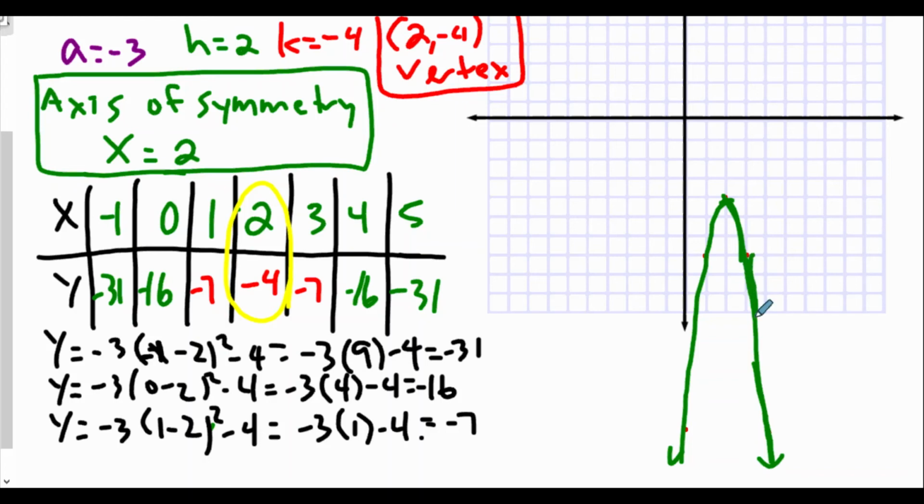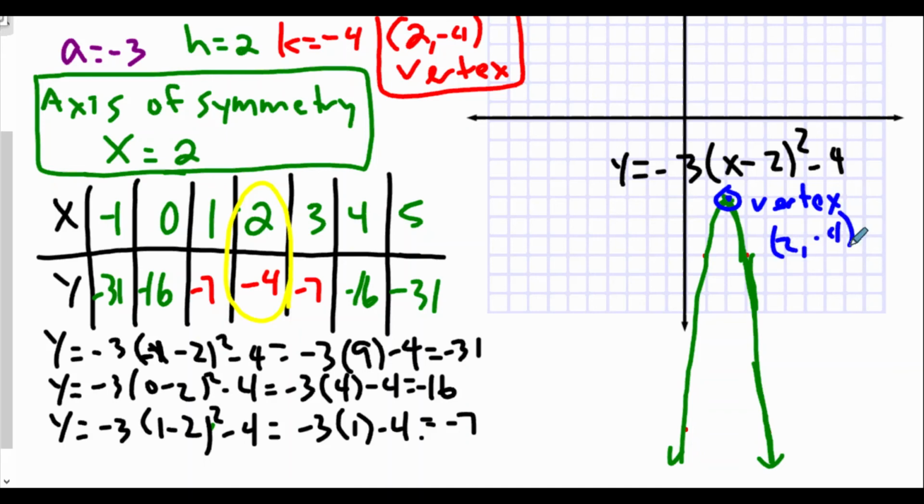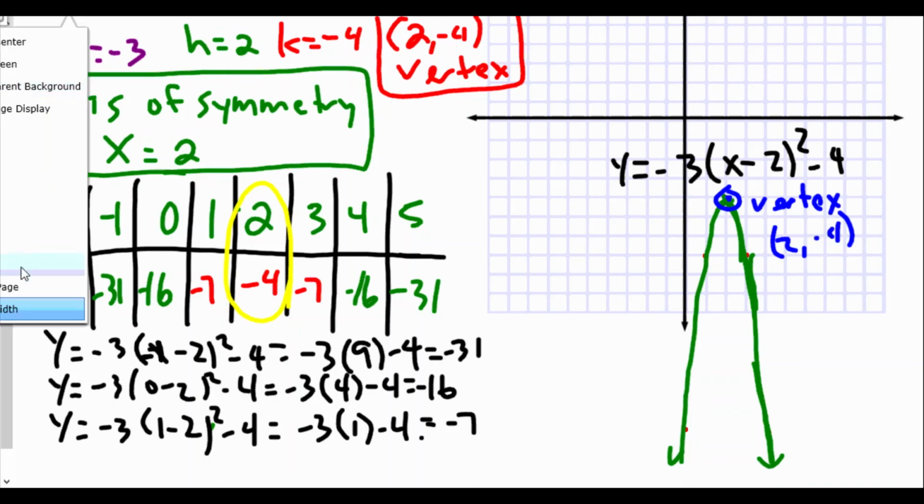All right. And so this would be y is equal to negative 3 times (x minus 2) squared minus 4. That's our graph. Our vertex, we have this point here. There's our vertex of 2 comma negative 4. Okay. And this is our sketch. There's our sketch. So this is all that we're doing for the second page of that sheet.